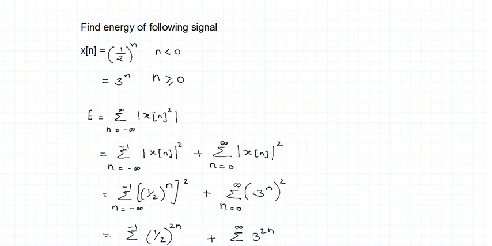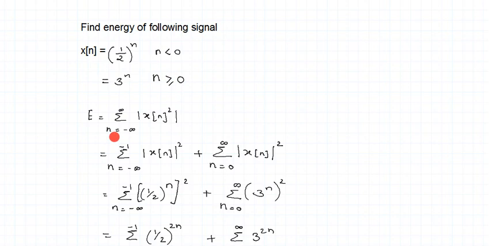Okay. What is the problem? x[n] is (1/2)^n for n less than 0, and 3^n for n greater than or equal to 0. Okay, try to understand the limits. So this is the x[n] equation for negative values of n, and this is the x[n] equation for positive values of n. So let us start to find the energy of the given signal.